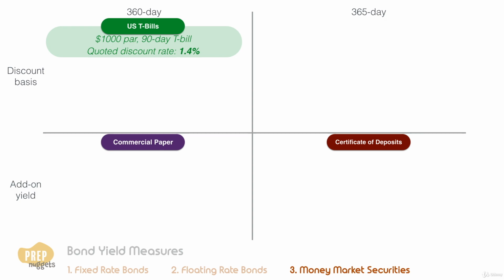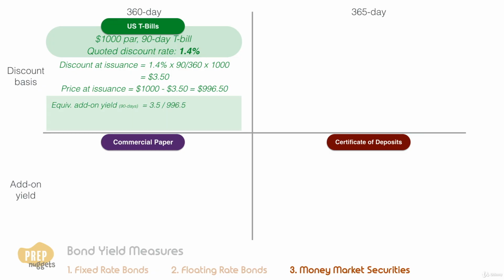Starting with a US T-bill, let's assume that there is a $1,000 par 90-day T-bill with a quoted discount of 1.4%. The discount rate is quoted on an annual basis, so we have to divide the interest by 360 and multiply it by 90. The discount at issuance is $3.50, and the issuance price is $996.50.